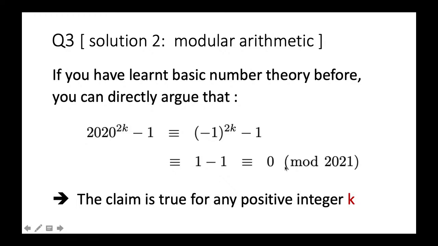So what does that mean? If you understand what I'm talking about so far, we will find out that when 2020 to the power 2k minus 1 is divided by 2021, we get the remainder 0. So this is how this formula is interpreted. And because we didn't make any assumption on k except that it is an integer, this claim is true for any positive k. So it is done.